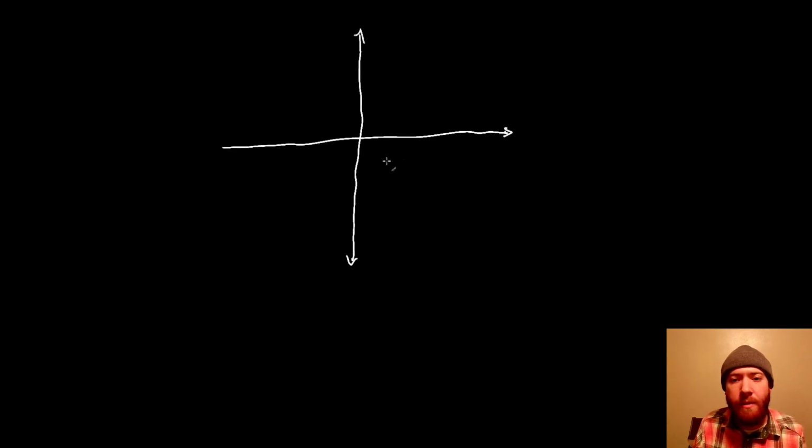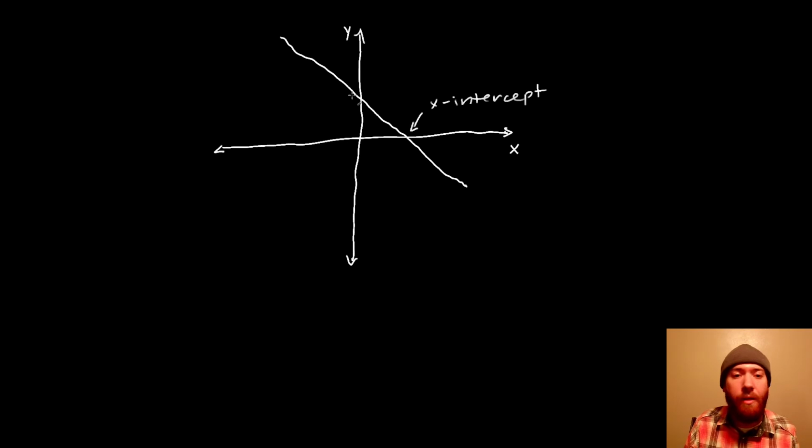So on a graph, which might look something like this, the x-axis is this one, the horizontal line, and the y-axis is the vertical one, the one going up and down. If we have a line going through the graph, let's say the line looks like this, then the x-intercept is where the line crosses the x-axis. So this point is the x-intercept of this line. And the y-intercept is right here. This is where the line crosses the y-axis.